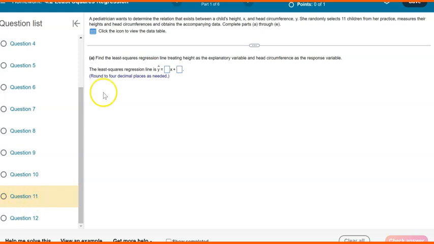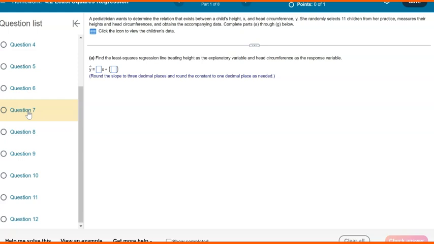Question number 11. A pediatrician wants to determine the relation that exists between the child height x and the head circumference y. Okay, this question is similar to question number 7. Okay, see, question number 7. A pediatrician wants to determine the relation that exists between the child height x and the head circumference.